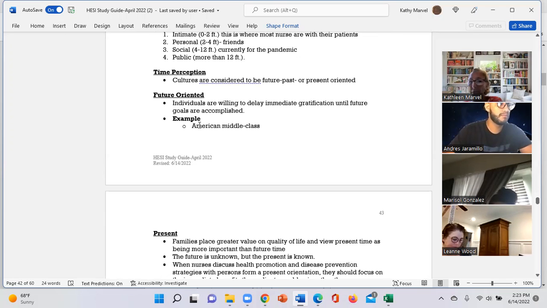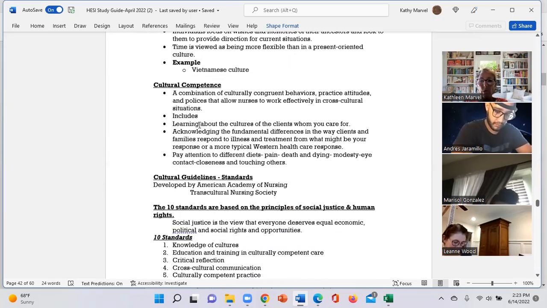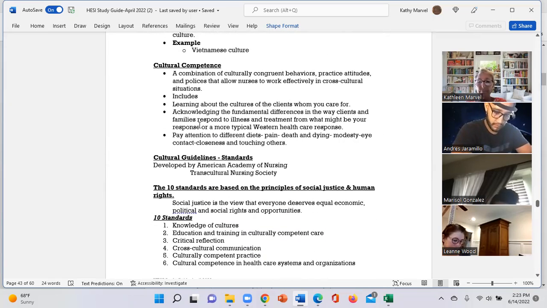Again, when you go through this, it shouldn't be unfamiliar to you. It's full of detail. It's just an extended version of what we taught. But these topics, these concepts shouldn't be unfamiliar to you. Okay. What's cultural competence? Right? What are the 10 standards of social justice and human rights?